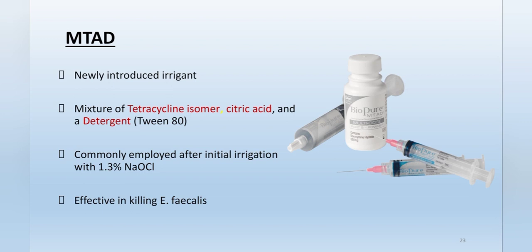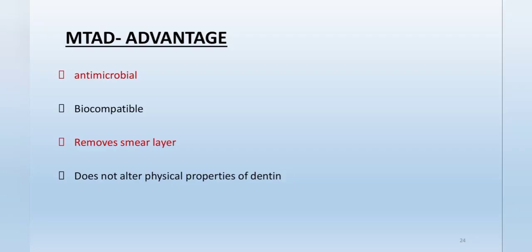So when these three components are mixed together, MTAD forms, and it's a very efficacious endodontic irrigant, commonly employed after initial irrigation with 1.3% sodium hypochlorite, and effective in killing Enterococcus faecalis. Now, what are the advantages? It is antimicrobial, as I said, biocompatible, removes the smear layer by citric acid, and does not alter the physical properties of dentin.